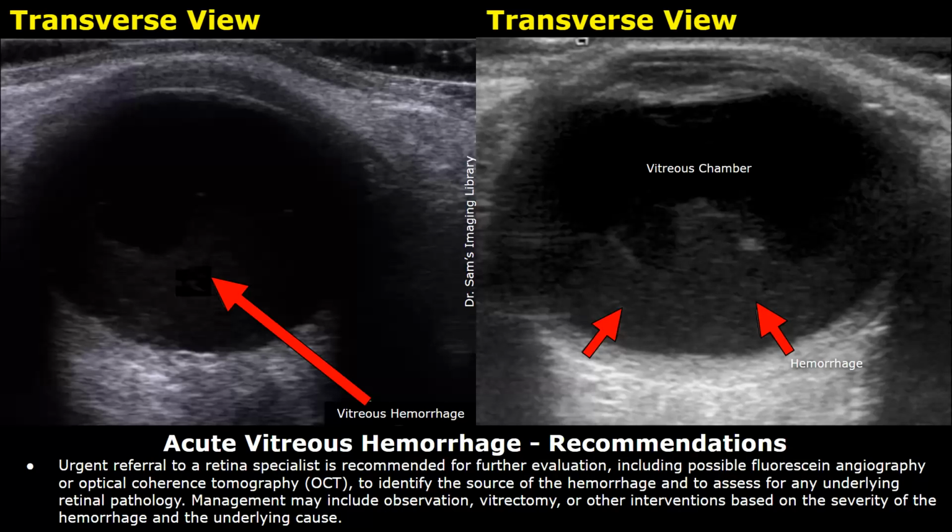Urgent referral to a retina specialist is recommended for further evaluation, including possible fluorescein angiography or optical coherence tomography, to identify the source of the hemorrhage and to assess for any underlying retinal pathology. Management may include observation, vitrectomy, or other interventions based on the severity of the hemorrhage and the underlying cause.